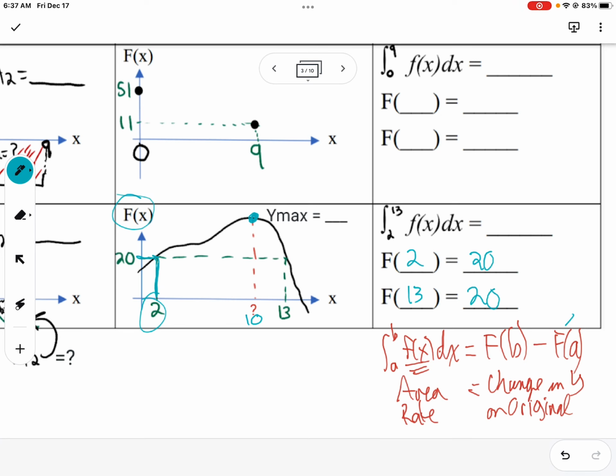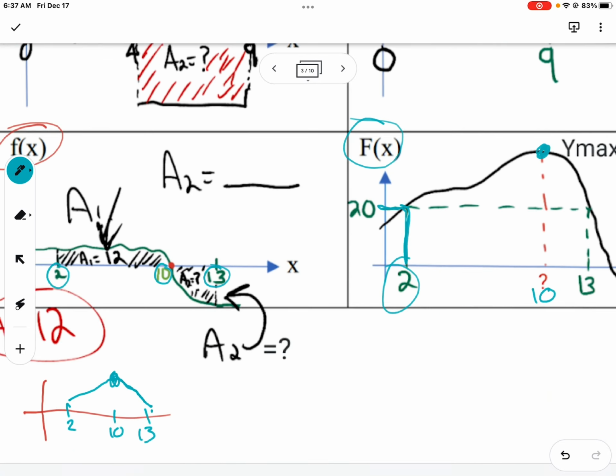So what do I know then? I know that the net area is the area portion. The area is equal to the change in y value. So the net area has to be 0. Why is the net area 0? Well, because there's no change in y value. Let's see if that helps us know something about this.